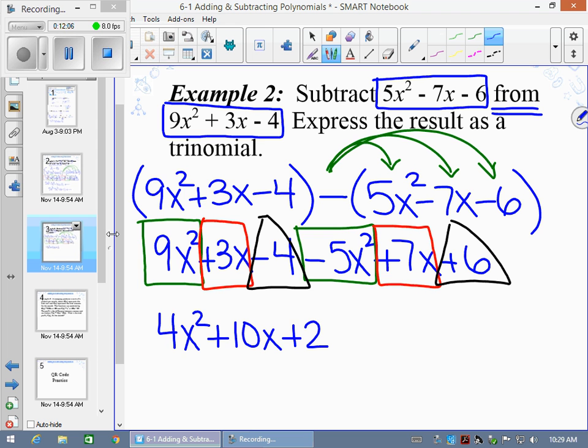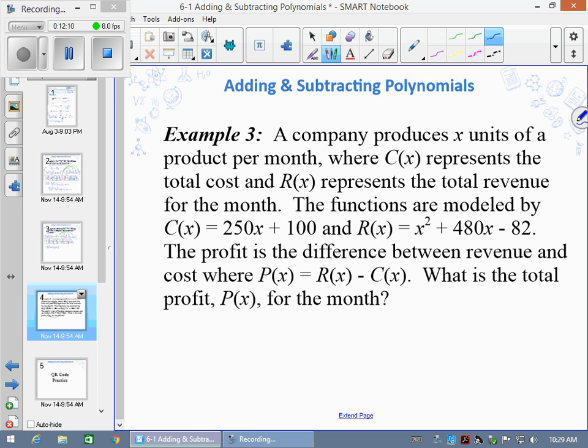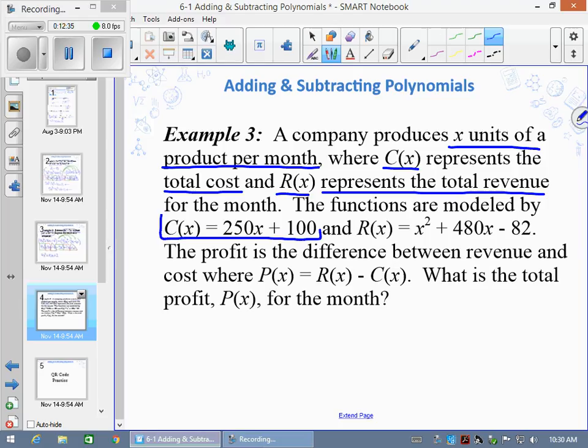The last question we're going to do together is example 3. A company is producing x units of product per month. They tell us that C of x represents total cost. So let's just underline some things. x is the units of the product per month. C of x represents total cost. R of x represents total revenue. The functions are modeled by, here's my C of x function. Here's my R of x function.